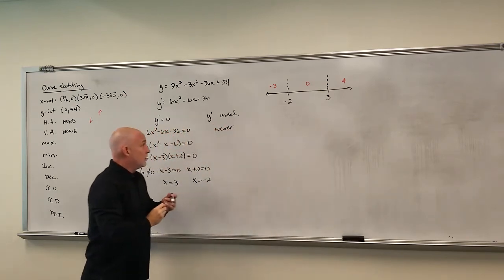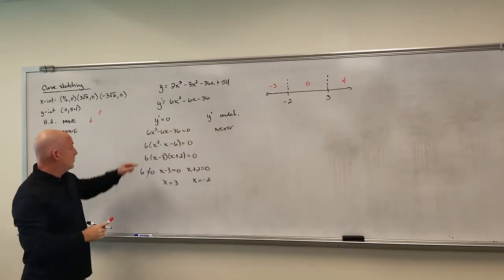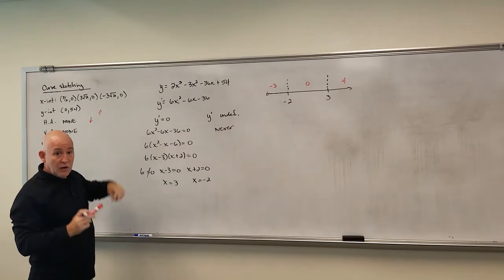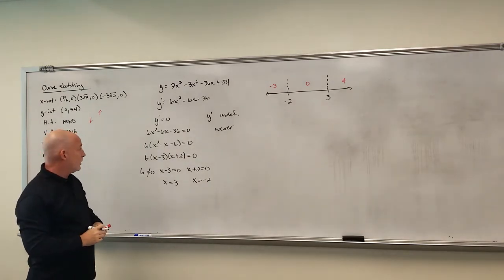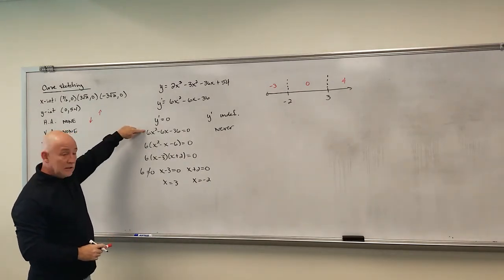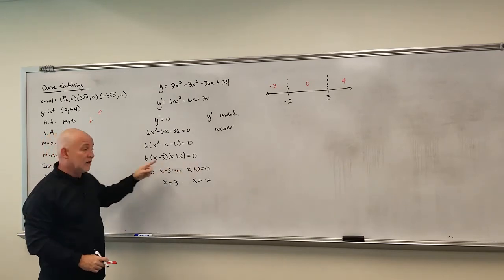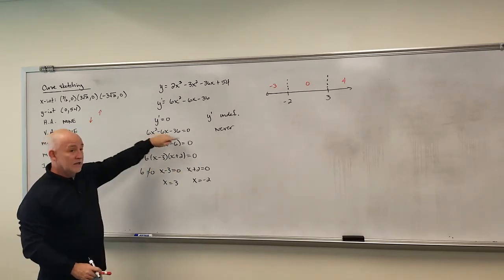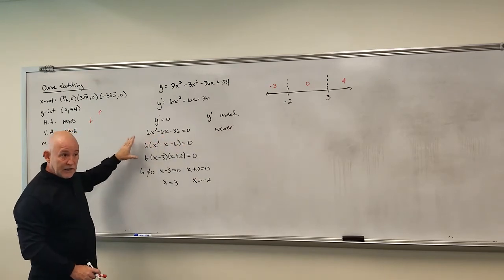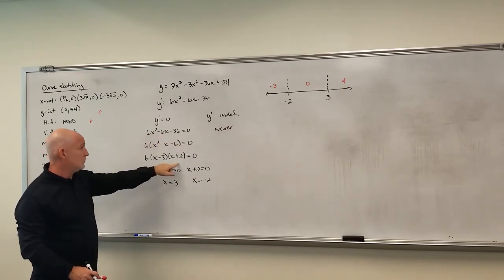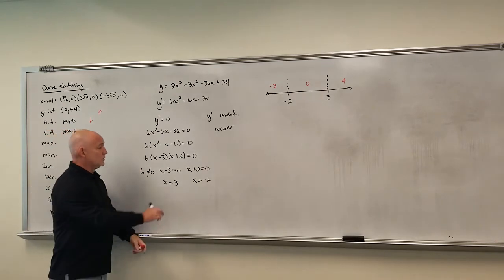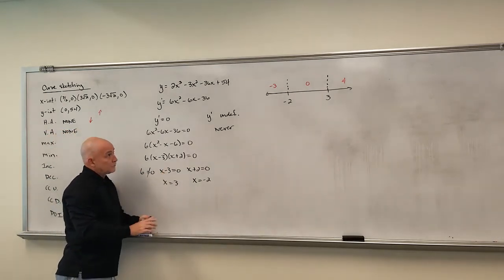For each one of those, remember, we're plugging it into our first derivative only to see if it's positive or negative. Now, you can plug it in here, but as I told you before, you can use the factored form as long as you didn't divide anything out. Like if we had divided the 6 out here, you may not get the right answers if you do something like that. But I can use this. Why would I want to use this? Because this is pretty easy to use.